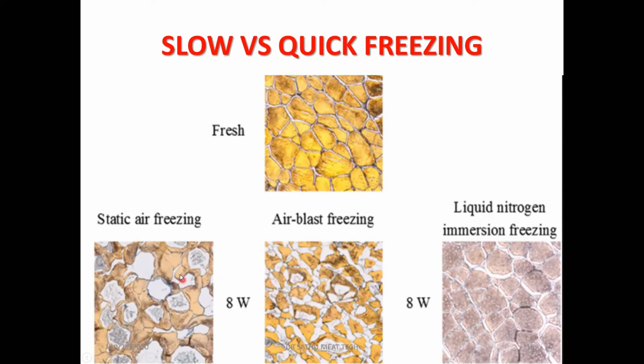Here the cell wall is broken. As time goes, this ice crystal keeps on increasing in size. So it will be affecting the cell walls. So upon thawing, most of the nutrients will be lost. The physical and chemical properties of the cell will be lost. That is what is happening in slow freezing. That is why we always prefer quick freezing compared to slow freezing.